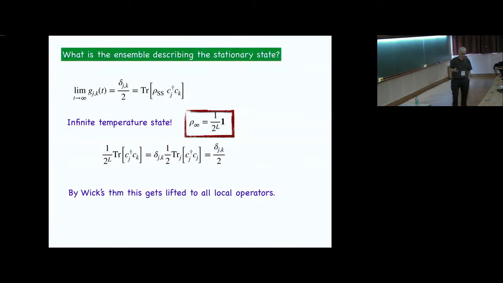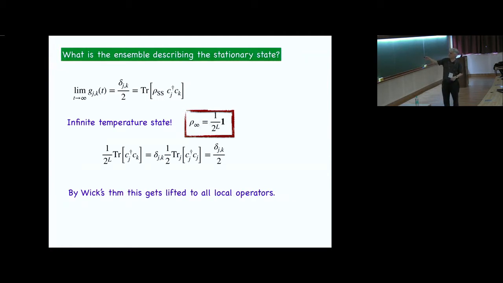This is the last slide, and then I stop. Now, what is the ensemble describing the stationary state? I know the single particle Green's function in the infinite time limit relaxes to this very simple answer, and this has to be recovered by my steady state density matrix. You can easily convince yourself that an infinite temperature state, using as the steady state density matrix just this flat average, gives you the right answer. By choosing this particular initial state, this product state where a fermion is on every other site, you have pumped an infinite amount of energy into the system. That's why you end up with an infinite temperature state.